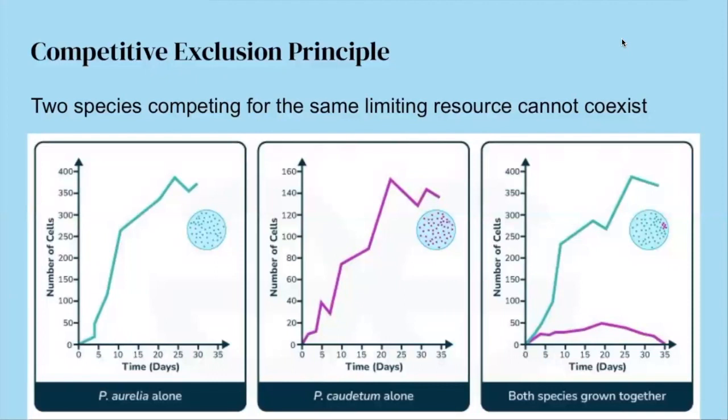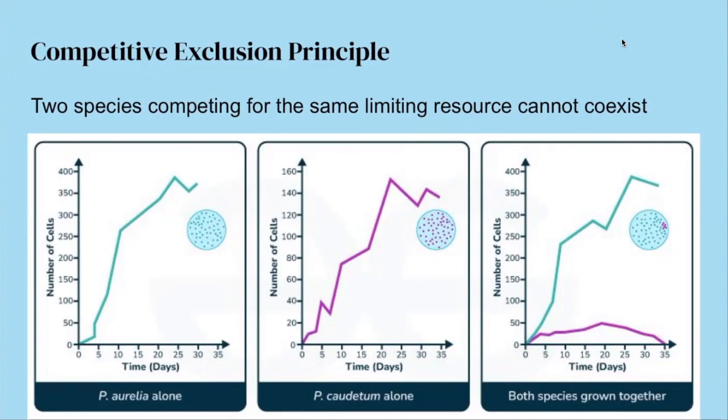In the next two slides, we're going to look a little bit more at competition in particular. So this principle, the competitive exclusion principle, is really important. Basically what it means is that two species who are competing for the same limiting resource cannot coexist. So if you have two organisms that are both vying for the same food type, they cannot coexist in the same area.